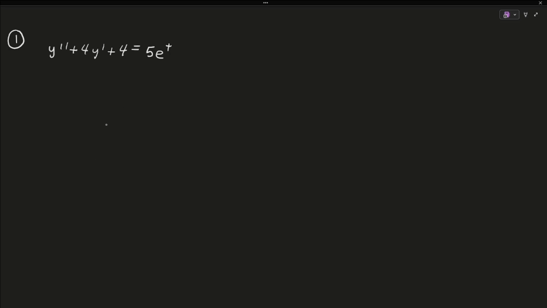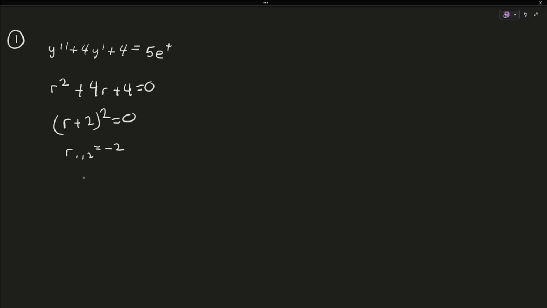But I want you to stop this video and try to solve this using variation of parameters. Now, if we use variation of parameters to solve this problem, let's start with finding the homogeneous solution. r squared plus 4r plus 4 equals 0. So we will have (r plus 2) squared equals 0. And this will mean our root will be -2.